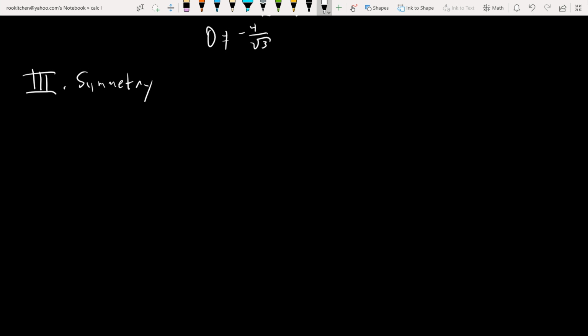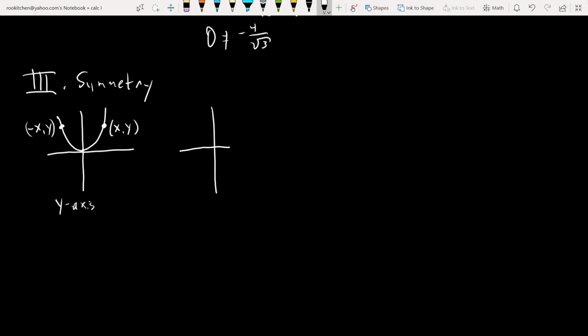And there's 3 main types of symmetry we'll take a look at. There's going to be y-axis symmetry, which we usually see with the parabola type. And basically, if you have this point x, y, you'll also have the point negative x comma y. In other words, y-axis symmetry.